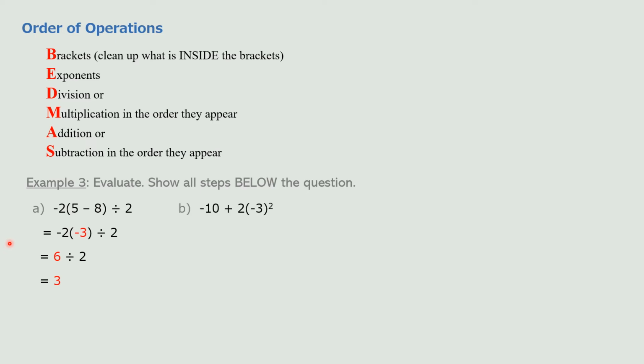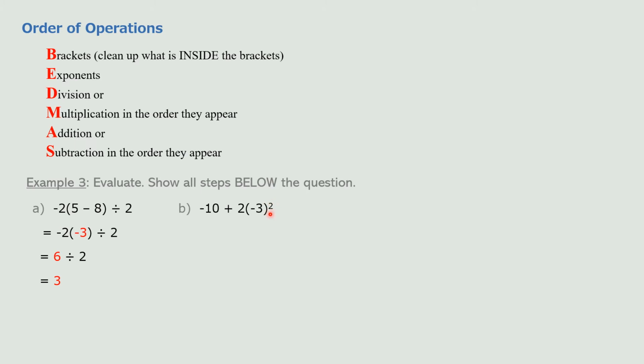Part B. Okay, order of operations. B for brackets. There's nothing to do inside this bracket. It's just a negative 3. There's nothing I can do with it, so I'm going to leave it alone. I'm now going to go on to exponents. The power is a 2. Remember what we did before.